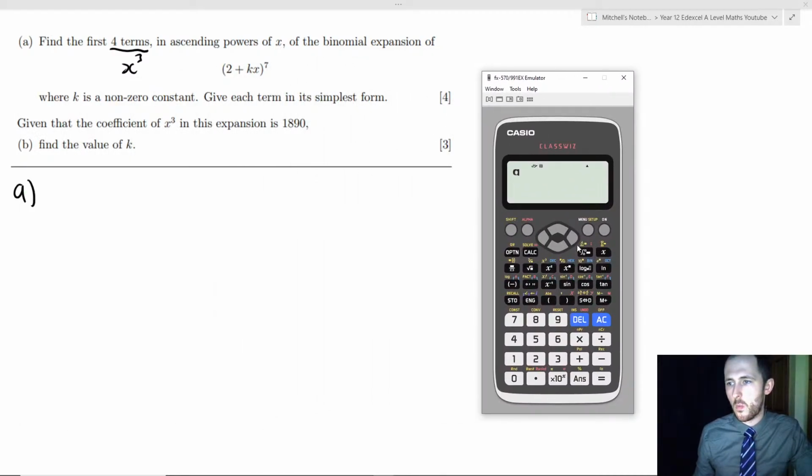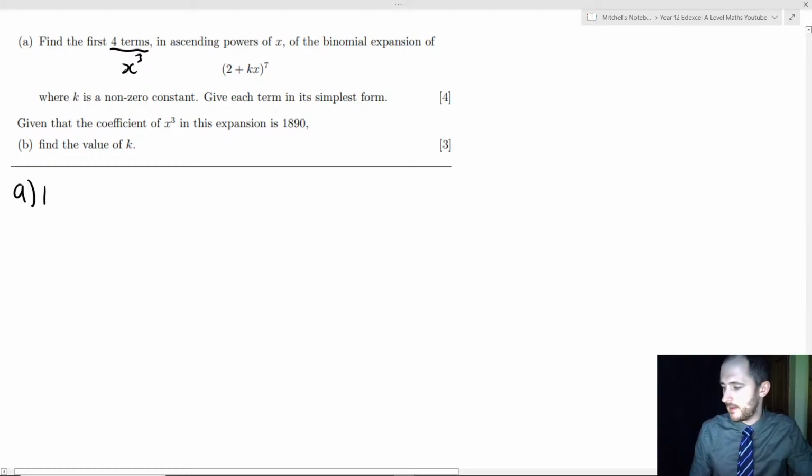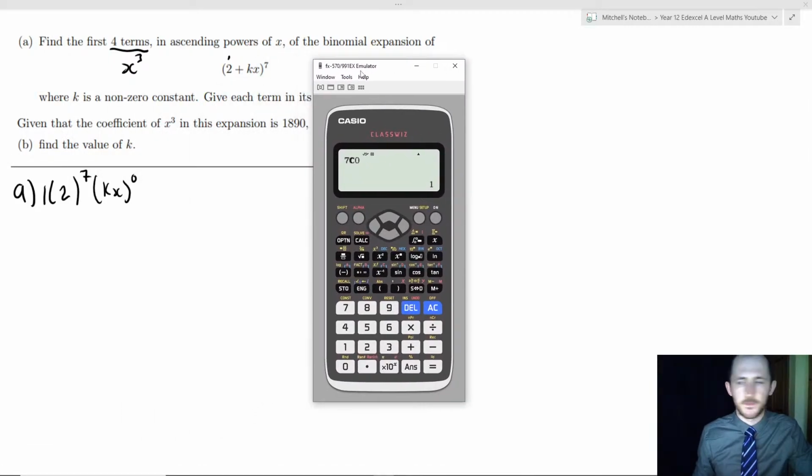to work out what our coefficients are. So n is always the power of the bracket, which is 7, and r is where we are in the expression. So the first place is always 0. So that gives me 1. So I write 1. Then, since it's ascending, I'm going to look at the 2 first. So 2 to the power of 7, and then kx to the power of 0. Okay. Then I'm in the second place, so I put this as a 1, and I get 7.